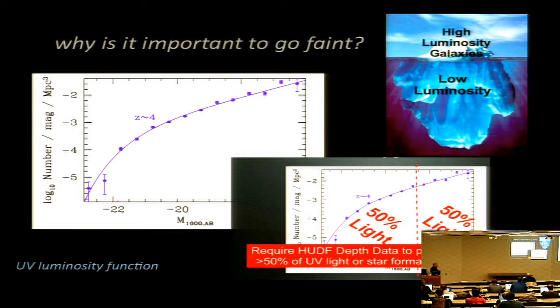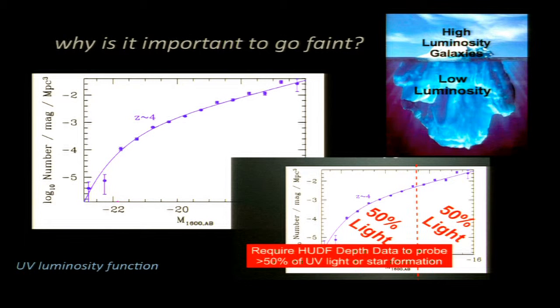So why is it important to go faint? It's crucial, as it turns out, at high redshift, because as we've found, the luminosity functions are very steep. The bulk of the mass and the light at high redshift is in low luminosity galaxies. Nice analogy here with an iceberg.